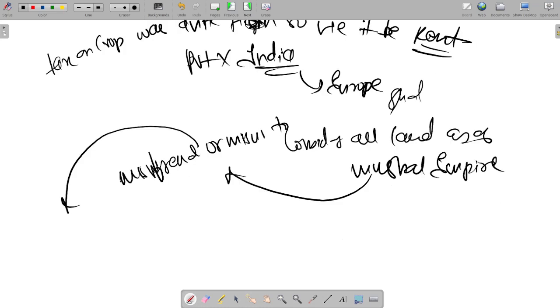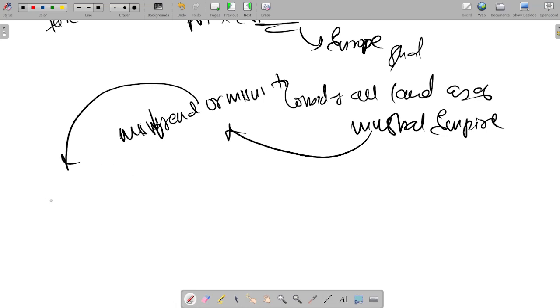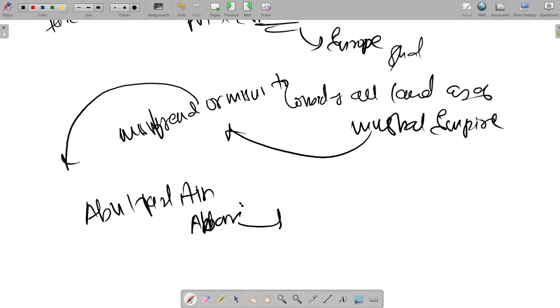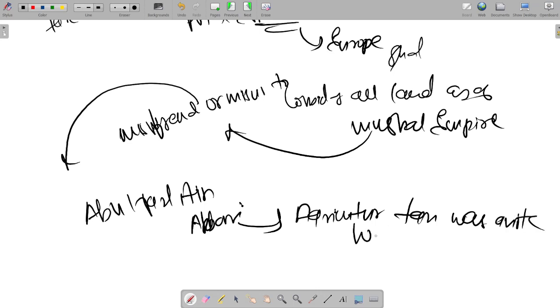The details of the land system are well understood from Abul Fazl's Ain-i-Akbari. Here the agricultural tax was quite high, but the land was not all government owned. The private land concept was prevalent.